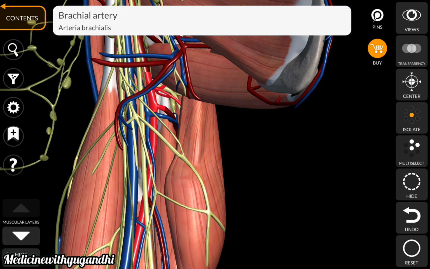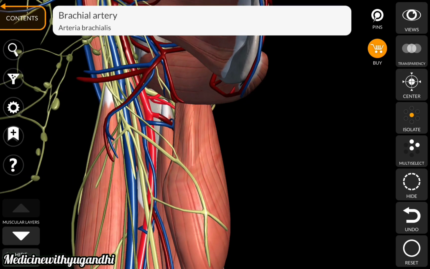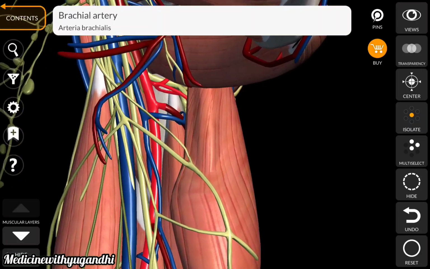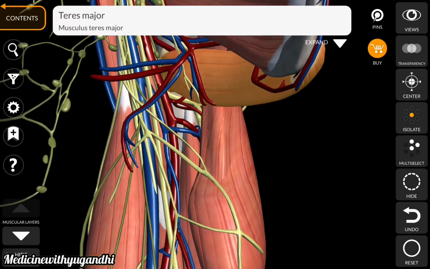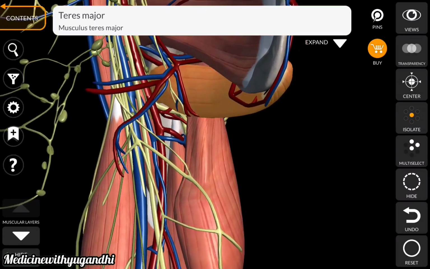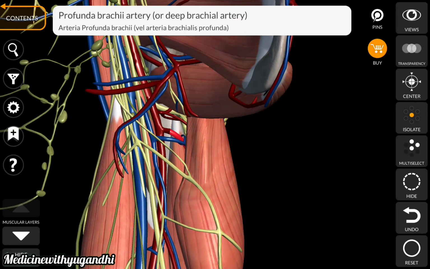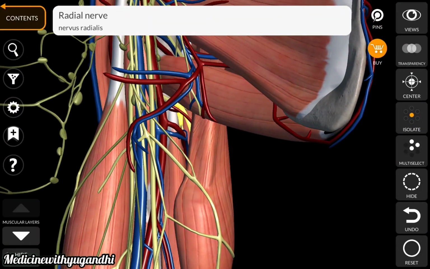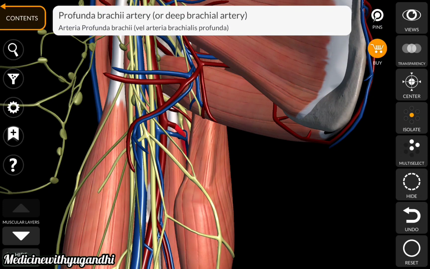So once again I am repeating the branches. Here you could see some unnamed muscular branches, and below that, just below the teres major muscle, see, this is the teres major muscle, and just below the teres major muscle, the profunda brachii artery arises. It accompanies the radial nerve. So see, this is the radial nerve. This profunda brachii artery accompanies the radial nerve.